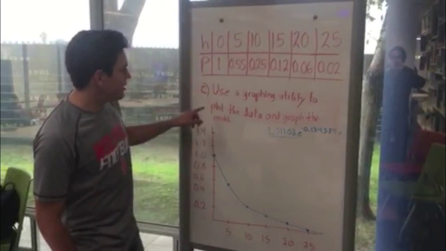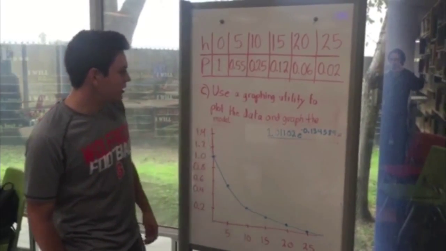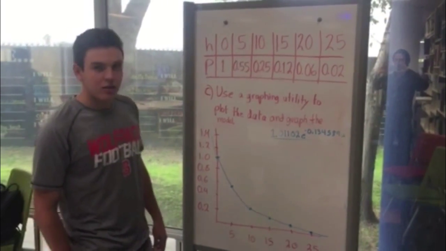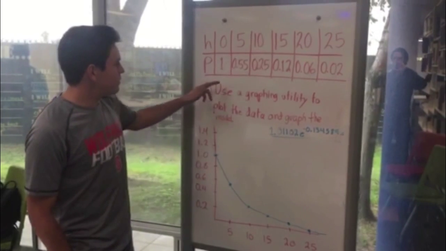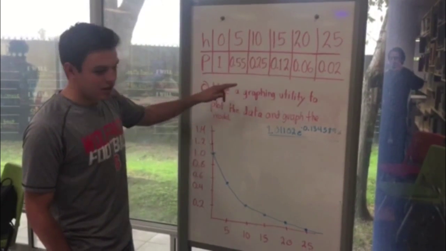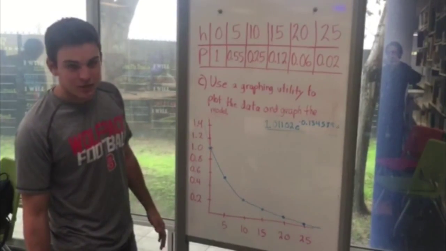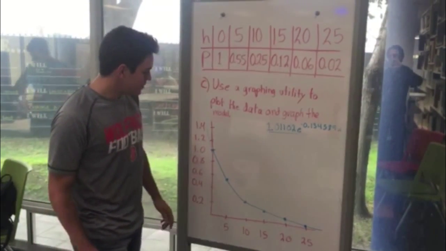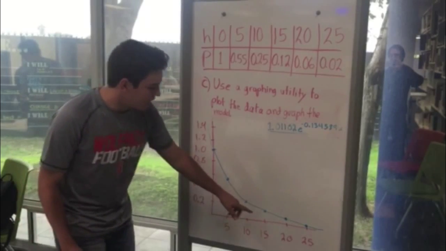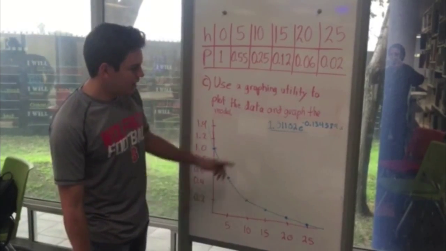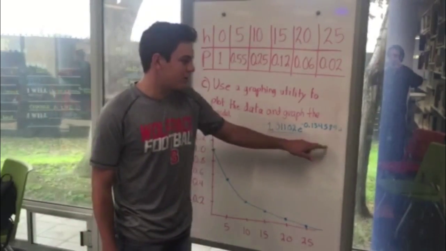In letter C, use a graphing utility to plot the data and graph the model. You just need to plug this data as you prefer in the website or in the graph, and you will get the points in this graph and the equation of the graph.